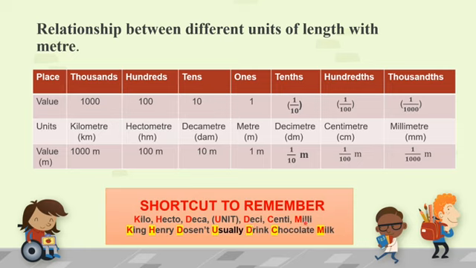But many children find difficulty in remembering this order. So to make remembering this order easy, we'll remember this statement. If you remember this statement, you'll always remember the order. And what is the sentence? The sentence says, King Henry doesn't usually drink chocolate milk.